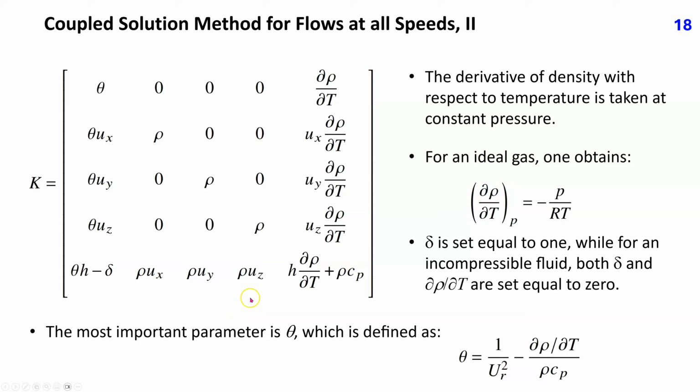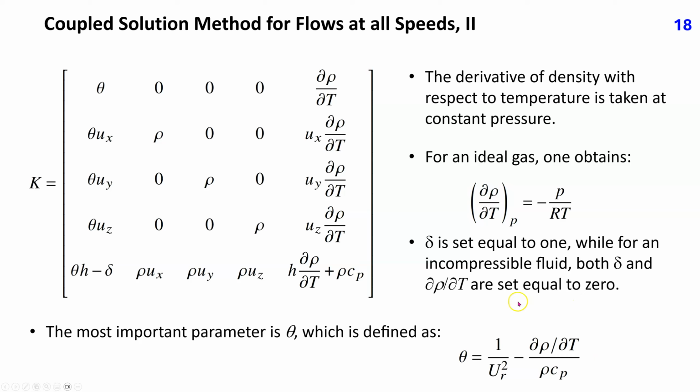This is the preconditioning matrix, which multiplies the rate of change terms in the coupled system of equations. For example, the rate of change term in the mass conservation equation is multiplied by theta times the time derivative from the continuity equation plus dρ/dT times the derivative from the energy equation, and so on. The derivative of density with respect to temperature is taken at constant pressure. For an ideal gas, one obtains the following expression. Delta in this term is set to 1 when the flow is treated as compressible, while for an incompressible fluid, both delta and dρ/dT are set equal to 0.